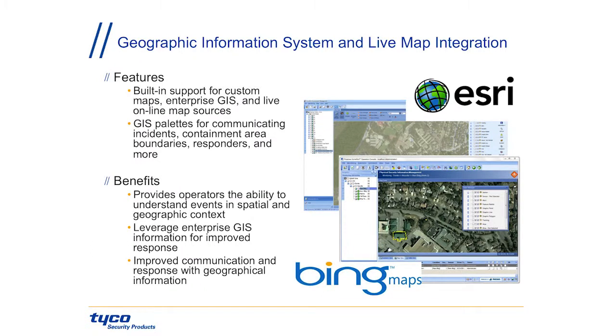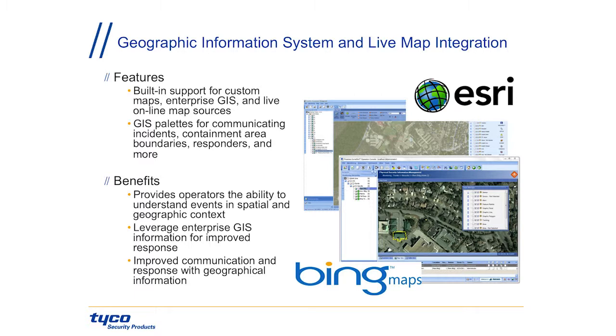A second feature which is important to look for is the ability to integrate with geographic information systems. So here, online map sources such as Bing Maps, enterprise GIS sources such as Esri, ArcGIS, and so on, allow organizations to really leverage the rich repositories of information that they have in their environment.